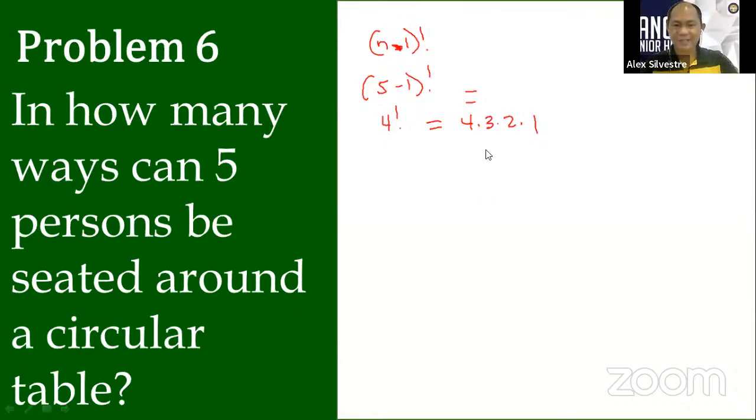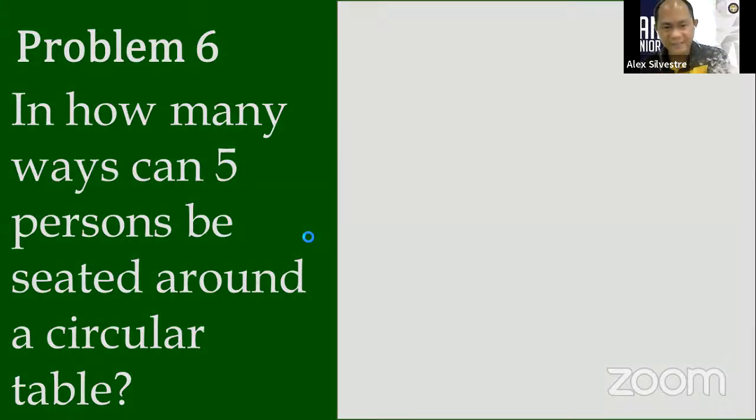Okay, so answer nyo dyan is equal now to 24. Just only multiply. 4 times 3 is 12, times 2, 24 times 1, 24 pa rin siya. Ayan. That will be served as our final answer in our problem. Okay? Next. Gets po ba natin? Okay na po tayo dito sa problem number 6. So kung walang problem, sige guys, kindly try this given problem.